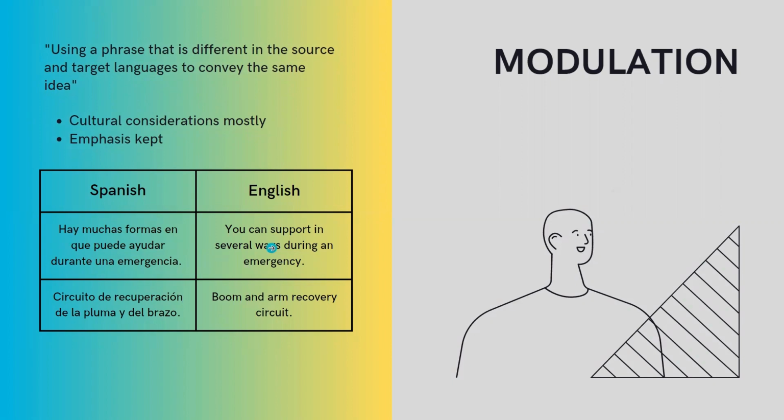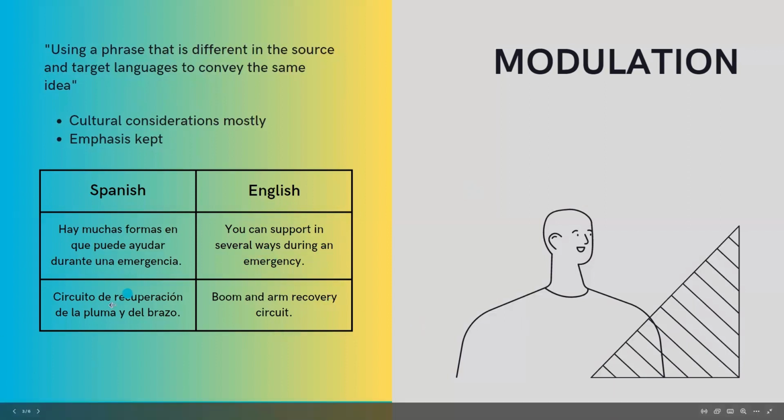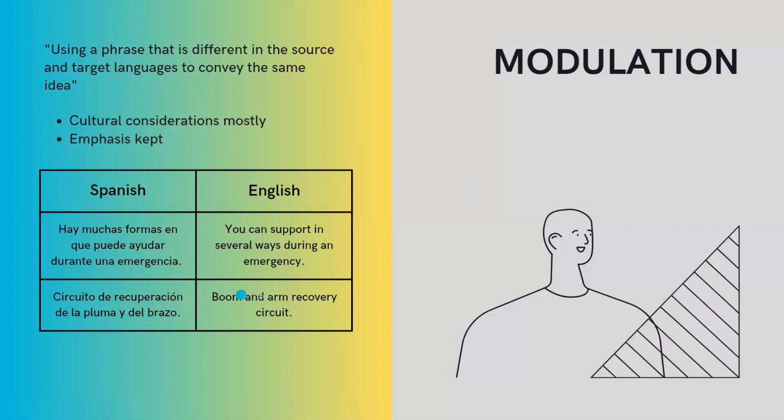So in English, they keep it simple, and it is only: you can support in several ways during an emergency. It's a light modification that makes a whole difference in here. Instead of having a long sentence, a lot of words, you get the idea, the importance of the message you want to transmit, and that will be it. Then we also have another example, circuito de recuperación de la pluma y del brazo, boom and arm recovery circuit. This is more related to the structural difference that we have in the grammatical aspect.